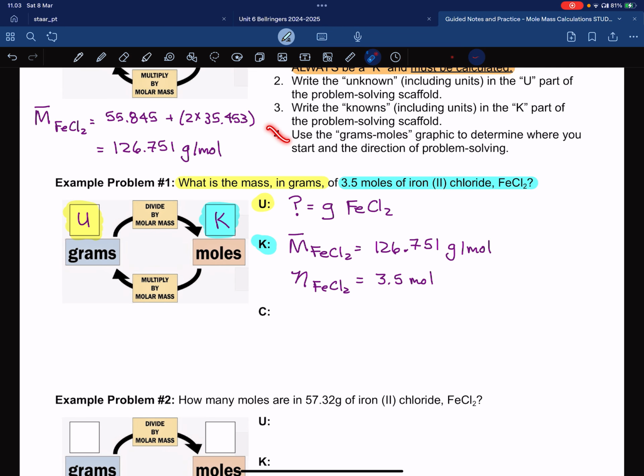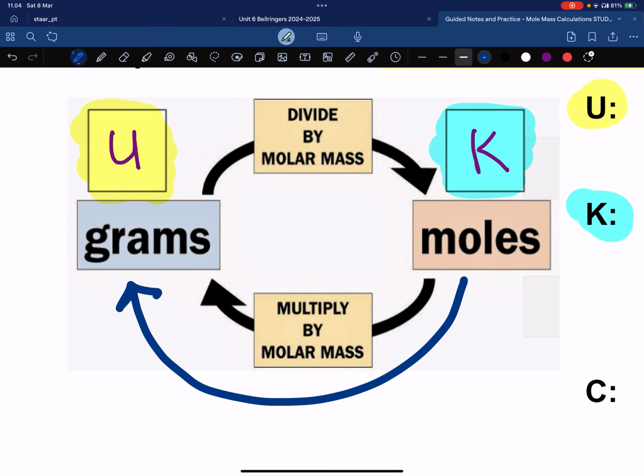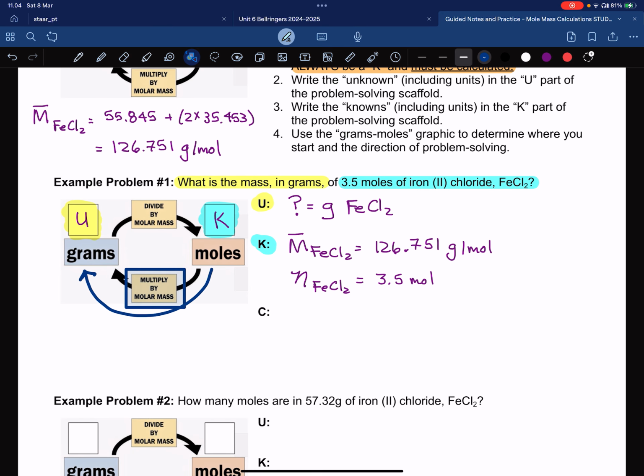Use the grams-moles graphic to determine where you start in the direction of problem solving. You're always going from known to unknown. Notice there's a direction to the arrows here. If I'm going from moles to grams, I'm going to take the low road, and the low road says that I need to multiply by molar mass. So I'm going to do that in the following way.